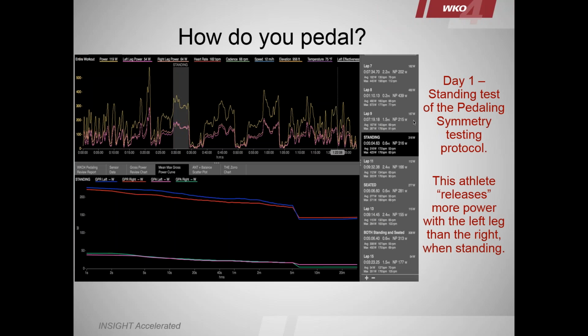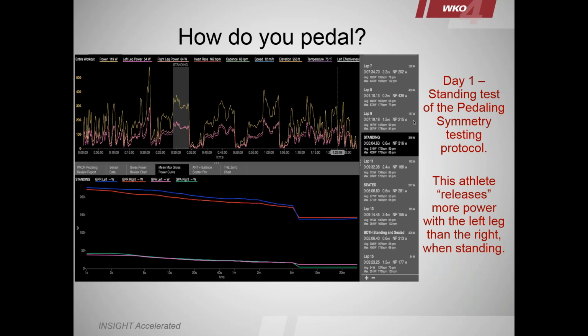All right, so what we're looking at here, this is day 1, okay, and you can see the 3 intervals there. I've highlighted that first one there. That's the standing interval. And at the bottom, we have the mean max gross power curve, okay? So this is the mean maximal gross power curve. And in blue, we have what's gross power released on the left leg. In red, we have gross power released on the right leg, okay? And then at the bottom, you see the 2 lines there. In the pink line, that's gross power absorbed, GPA, on the left. And then the green line is GPA, or gross power absorbed, on the right.